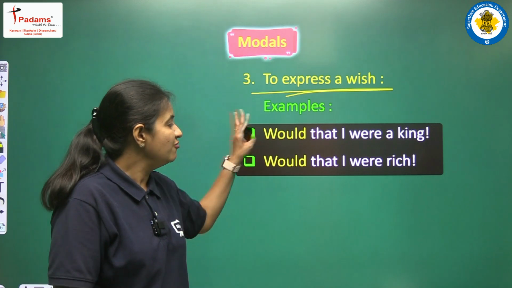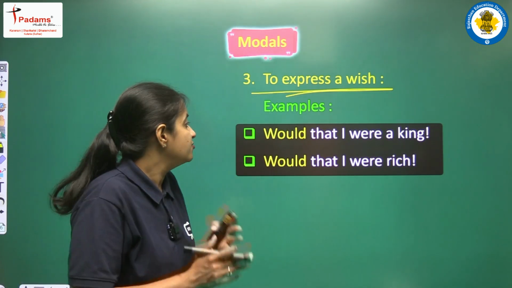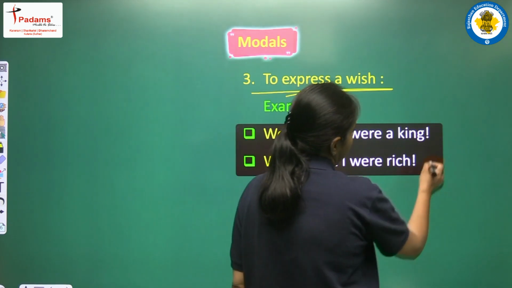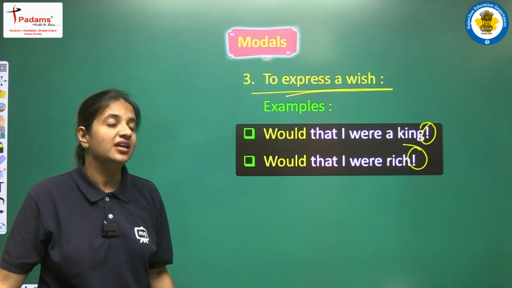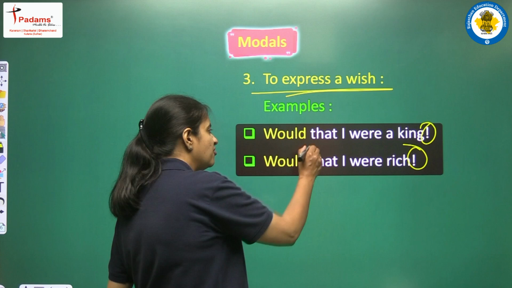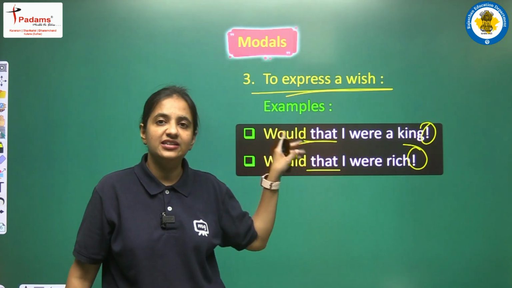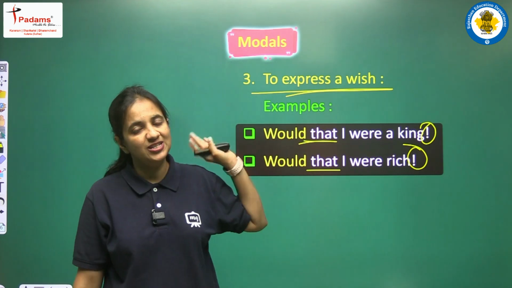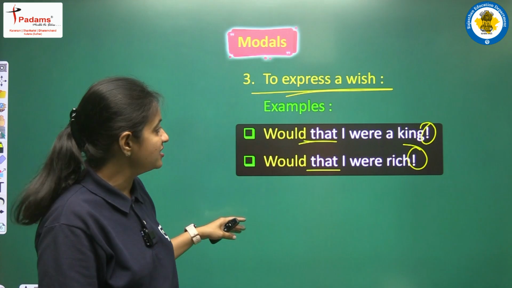So now again we have to observe both the sentences. We have to find some similarity. First similarity is, we can observe that at the end of the sentence we are having an exclamatory mark. Second, in the beginning of the sentence we are having would, after would we are having that, and after that we have to write the wish. Alright, so this will be the structure, and now we have to do analysis of the example.